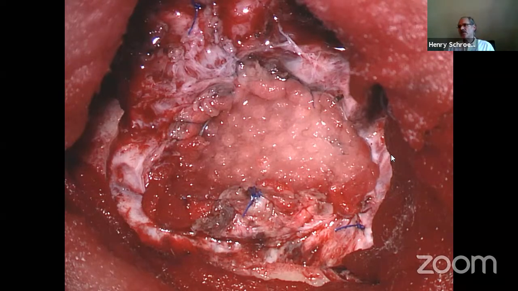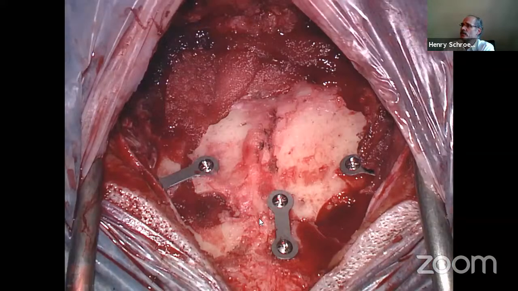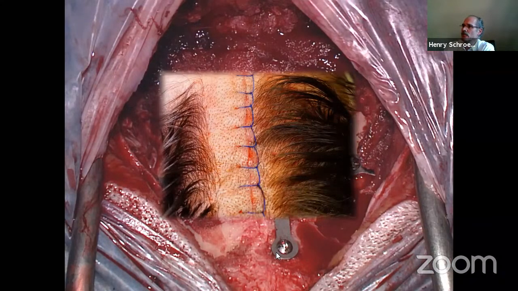And then, as Michael mentioned, a good closure of the muscle and fascia is important to prevent CSF leakage, because always in the post-op MRI, you see some CSF accumulation in this area. Then we fix the bone flap with 3 mini plates, and then we have the suture.